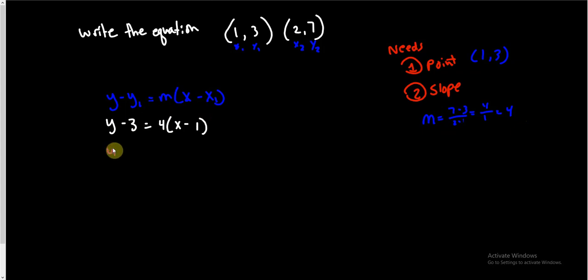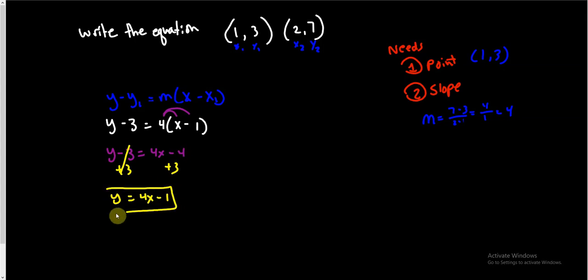I need to do my same 2 steps of algebra. Distribute. So 4 times x is 4x. 4 times a minus 1 is a minus 4. Piece of cake. And then I need to get the y by itself. Add the 3 over. So y equals 4x, and minus 4 or negative 4 plus 3 is negative 1 or minus 1. Oh yeah, that was not hard at all. So you panicked because it didn't have a point and a slope. It just gave us 2 points, but that was not difficult.